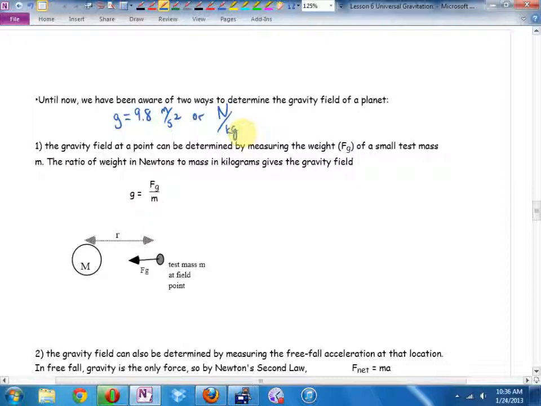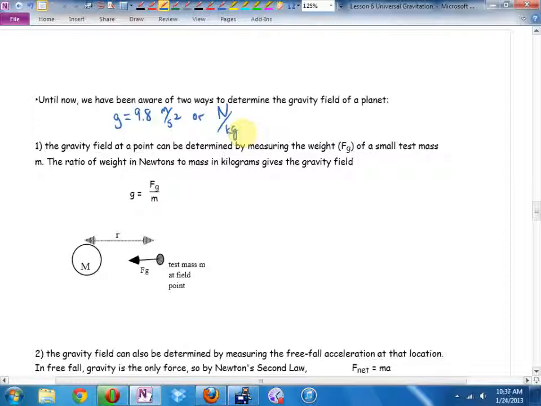We say the Earth has a gravitational field. How strong? 9.8 newtons per kilogram. We usually say meters per second squared when an object is in free fall. When we're talking about the force of gravity, we say it pulls with 9.8 newtons on every kilogram of mass. And we can calculate it.